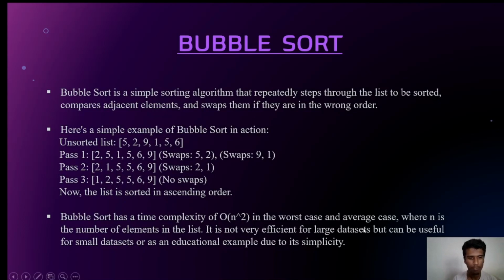The worst complexity will be swapping, doing the algorithm 36 times, swapping the elements 36 times will be the worst case complexity. It is not very efficient for larger databases, but can be useful for small data sets or as an educational example due to its simplicity. Bubble sort cannot be used for a larger data set, and it is very simple, so it cannot be used for larger databases.